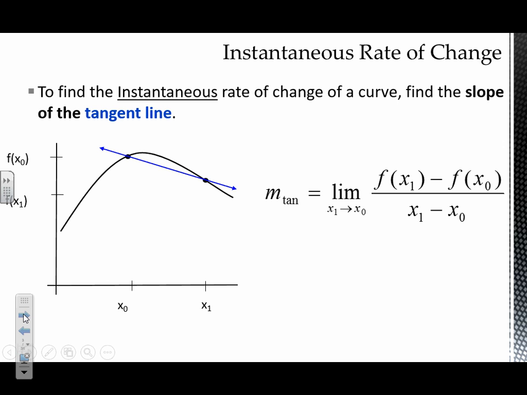So look at this limit. The limit as x1 approaches x0. As we bring these 2 points closer and closer together, okay, this is the slope. The instantaneous rate of change is the slope of the tangent line. So if we take the limit of the slope between these 2 points, as these 2 points get closer and closer together, we will actually find the slope of the tangent line.